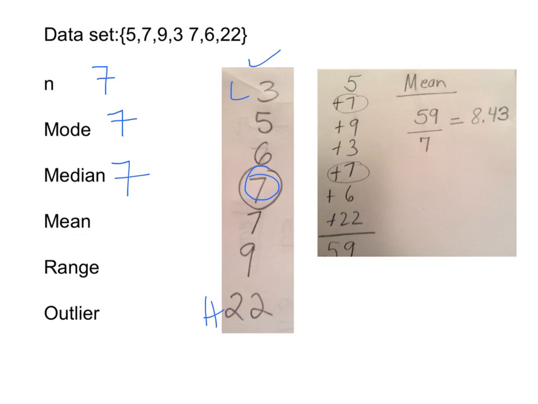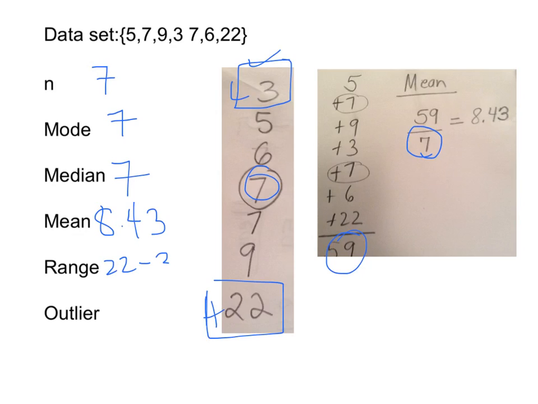The mean. If you look to the right here, I have added up all the numbers. They add up to 59. I have divided by the number of terms, n, and the mean, rounded to 2 decimal places, is 8.43. The range. Well, our high number is 22, and our low number is 3. So what is 22 minus 3? Well, that's 19. So the range is 19.